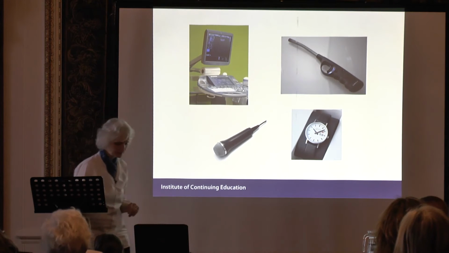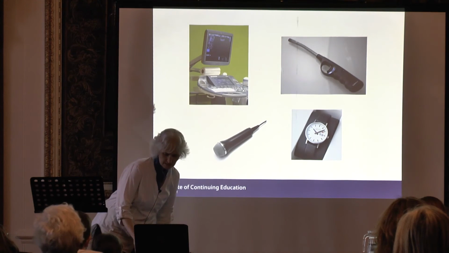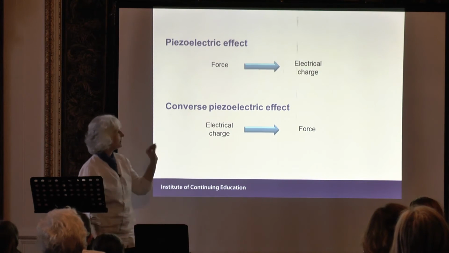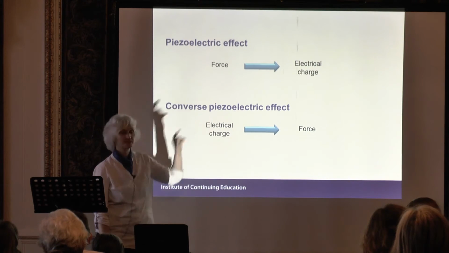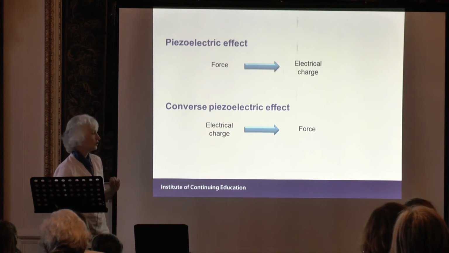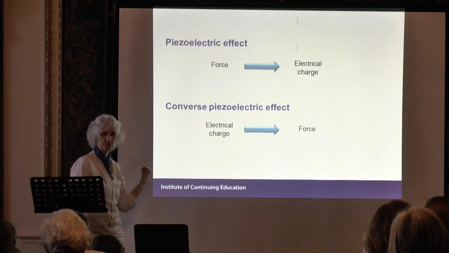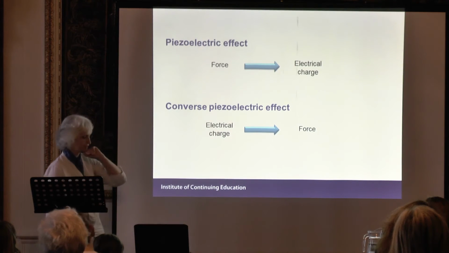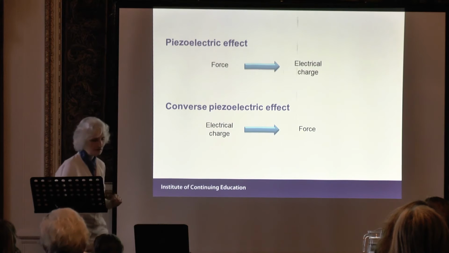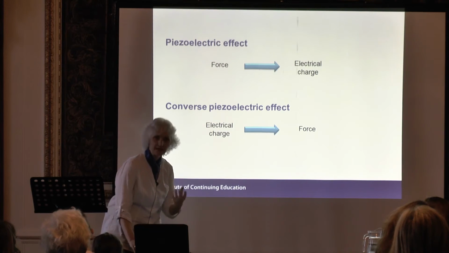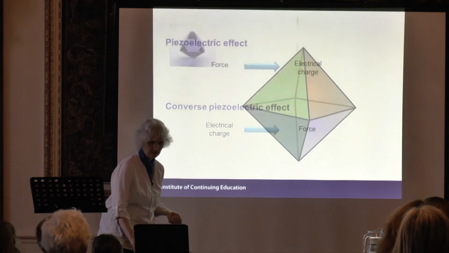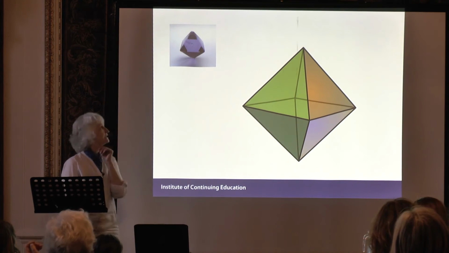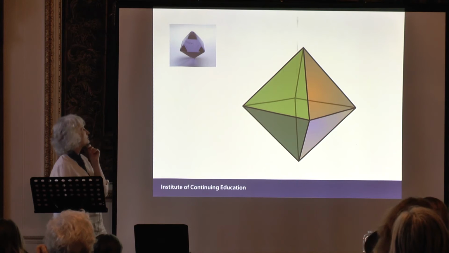How does it do that? All of these things use something we call the piezoelectric effect. So they either take a force and turn it into an electrical charge, or they take an electrical charge and turn it into a force. They get some mechanical motion out of it. How does that happen? Again, it's all down to the atoms and down to the symmetry. And if we're going to understand it, we need to start by thinking about an octahedron.